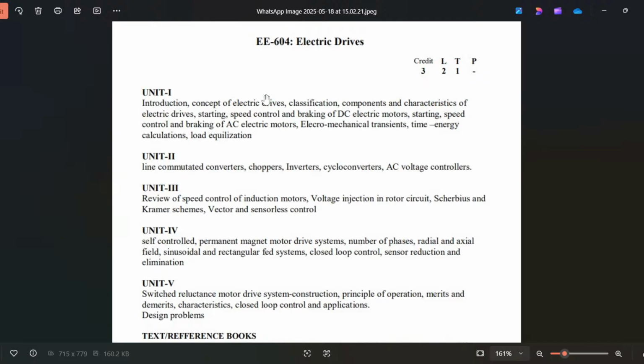In the second unit, we will have the choppers, the devices. In the third unit, we will have the different methods of speed control, and all the other things. In this first unit, we'll also have the braking and speed control. So again, if you like the technical terms, this will be a very good topic to learn. And then we have PMMC, radial, axial, sinusoidal, all the types of systems. In the last unit, we have the system construction, that is of the motor drive, the reluctance motor drive, the designing, the design problems, all the other things.